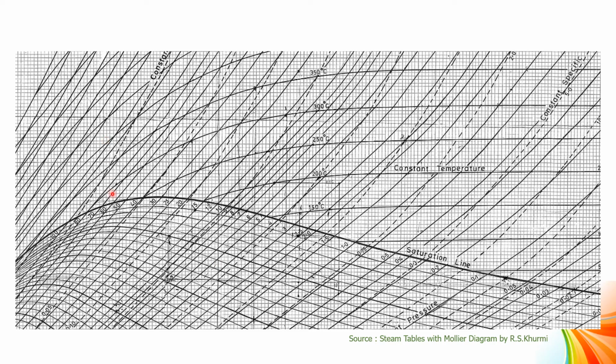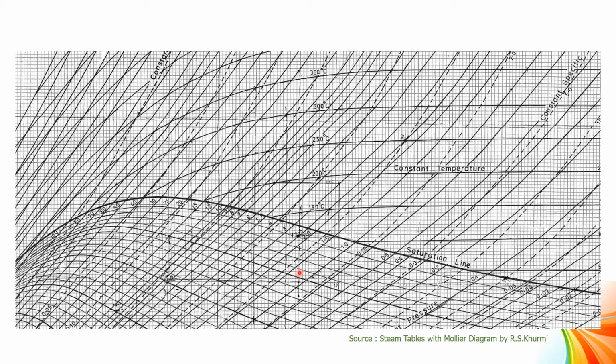See, this is the Mollier diagram. We know this is the graphical representation of the steam table. The x-axis represents specific entropy values, and the y-axis represents specific enthalpy values. We know this diagram is divided into two partitions by a saturation line. The region above the saturation line is the superheated region, and the region below the saturation line is known as the wet region.